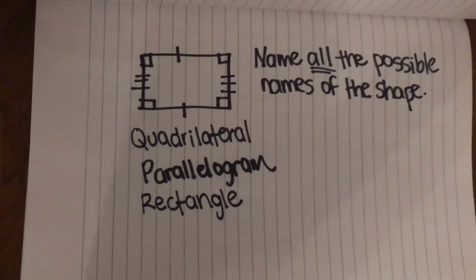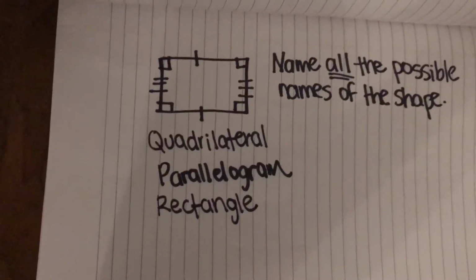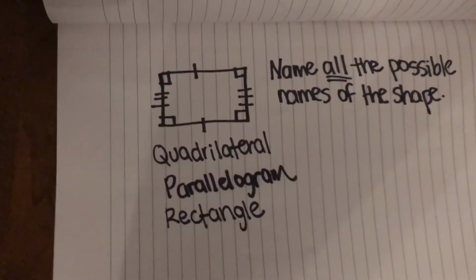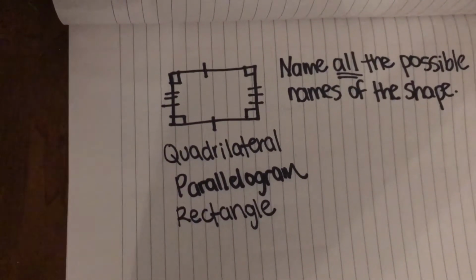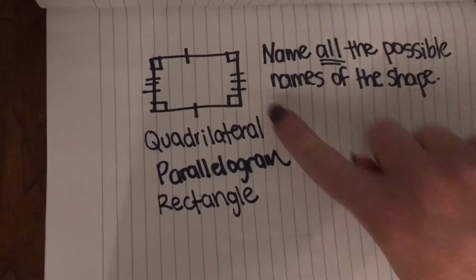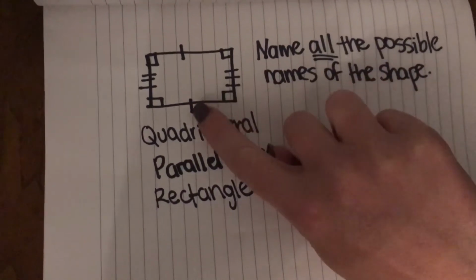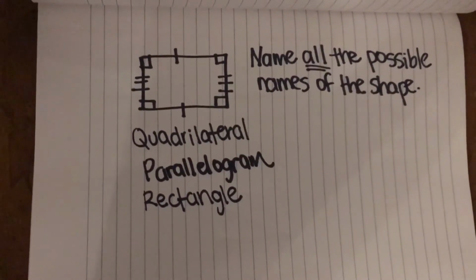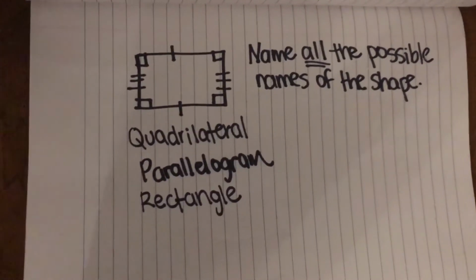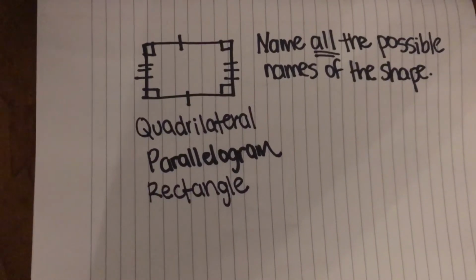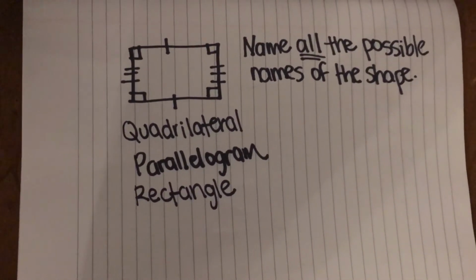So next up, rhombus. Well, a rhombus has 2 pairs of parallel sides. We've already concluded that. And all 4 sides must be equal. Well, this has 3 lines and this has 1. So those sides are not equal. Therefore, this can't be a rhombus. So that one's out.